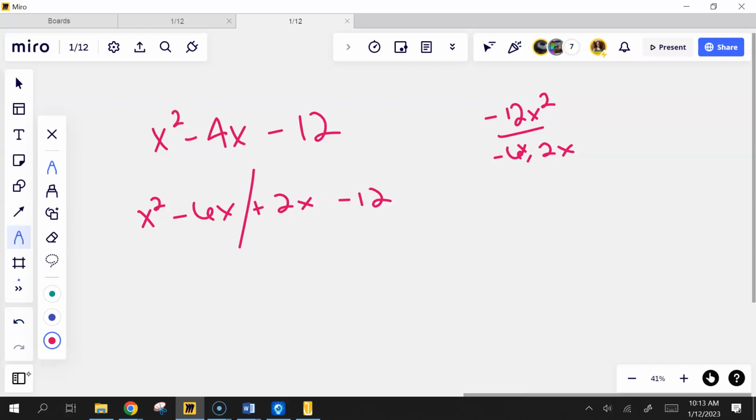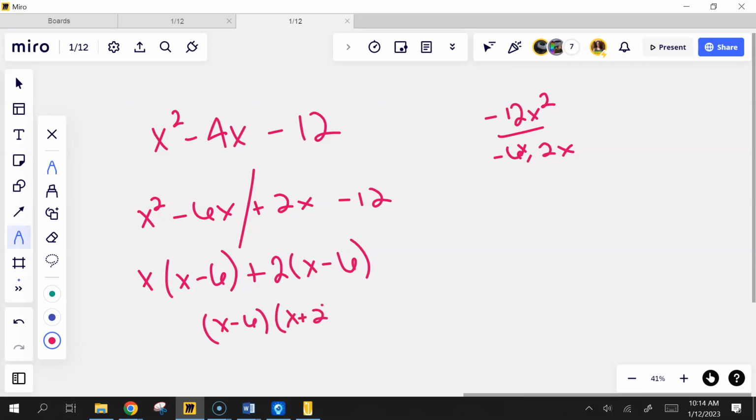GCF for the first two. 1x. What's left? X minus 6. First sign, or the middle sign, comes down. And what can you take out of the last two? 2, and what's left? X minus 6. My parentheses are exactly the same. I can take that out, so I end up with x minus 6 times what? What's left when I take the parentheses off?